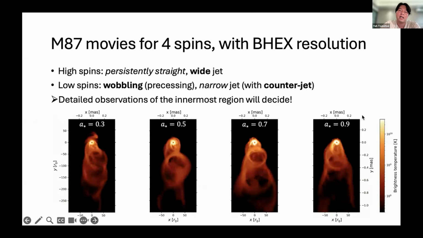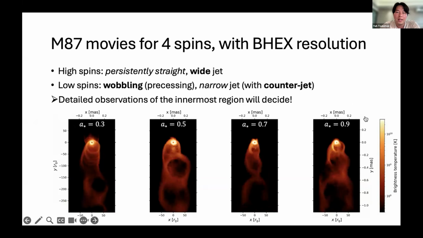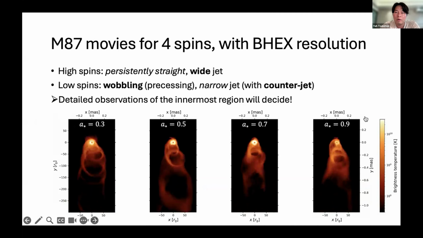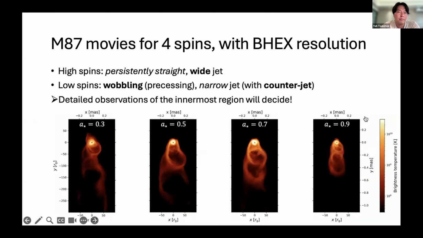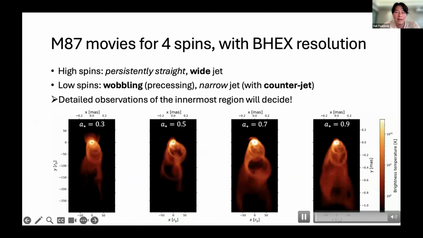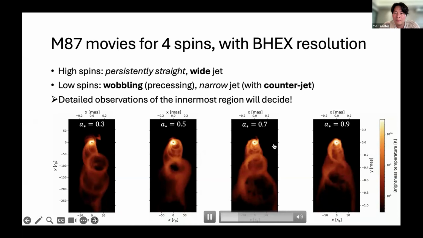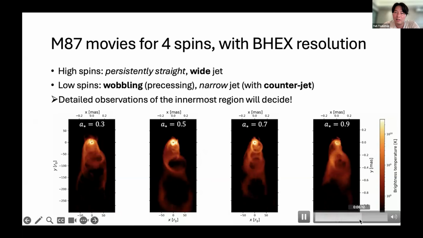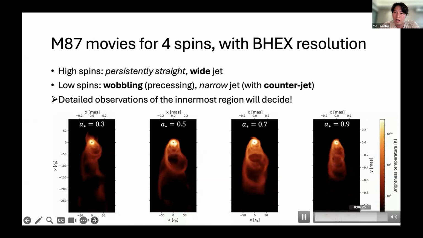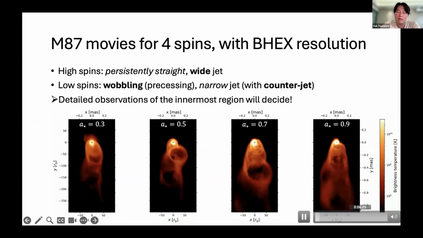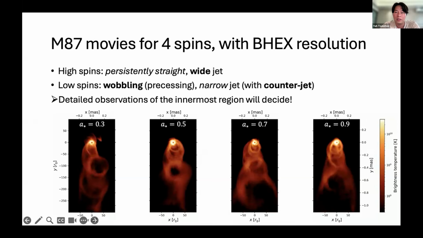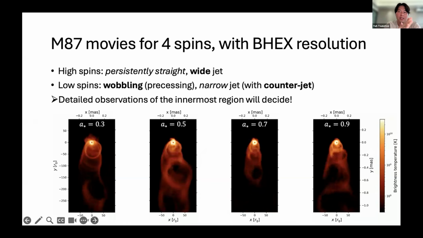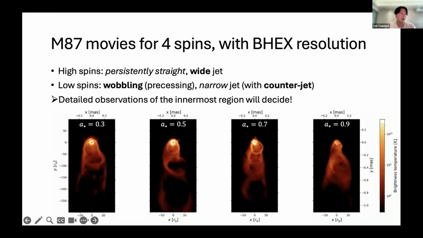So I'd like to start with our primary target, M87. Here I'm showing movies for four spin values at BHEX resolution. As you can see, the high spin cases in the two panels on the right produce persistently straight, wide jets, while the two low spin black holes on the left show wobbling or precessing narrow jets, often with a visible counterjet emission.